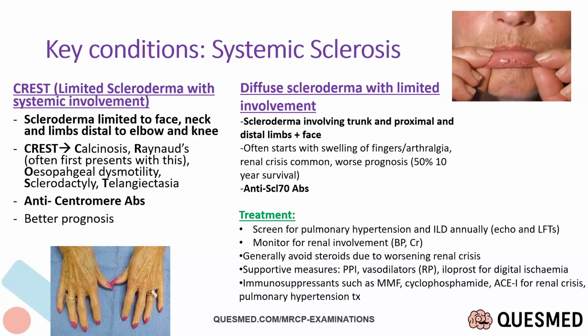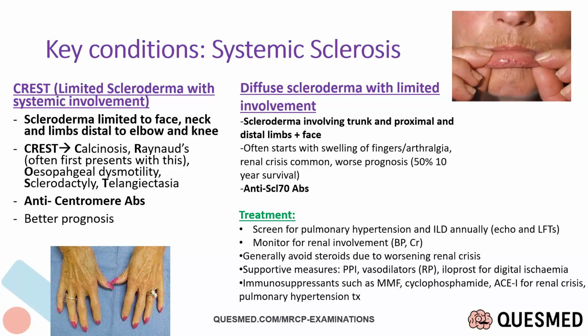And the antibodies associated with this are anti-topoisomerase antibodies. And treatment, like I said, we need to be thinking about pulmonary hypertension and ILD, and that plus the renal involvement are the most common causes of death. Obviously we need to monitor their blood pressure and their creatinine, and we generally avoid steroids because they can worsen the risk of renal crisis. And we often put patients on ACE inhibitors because that will help with the renal side of things.